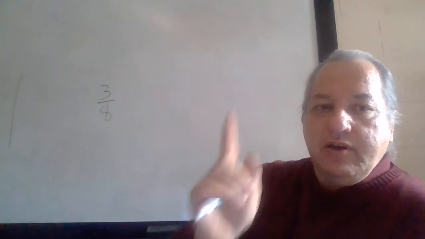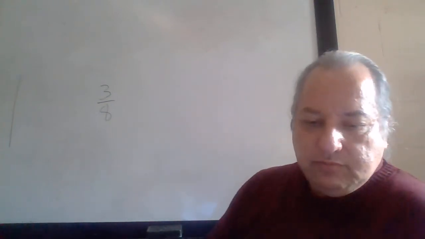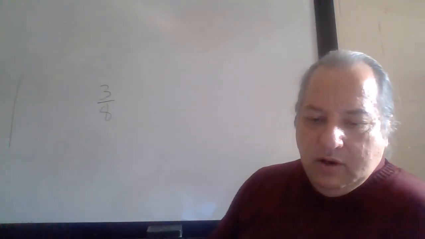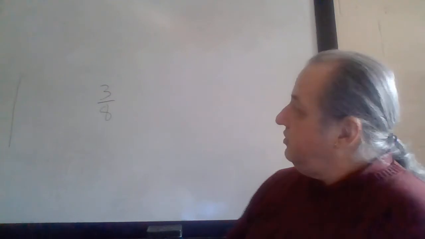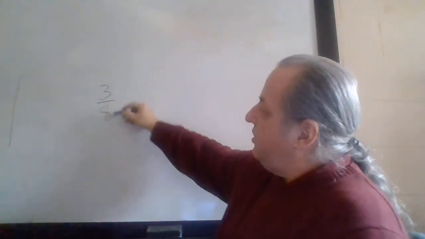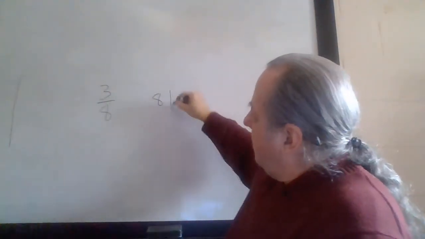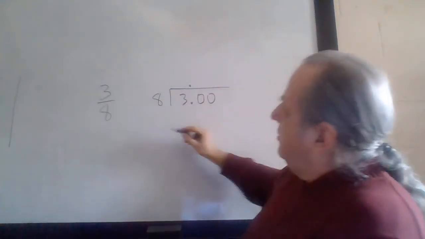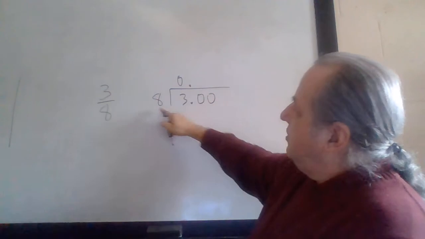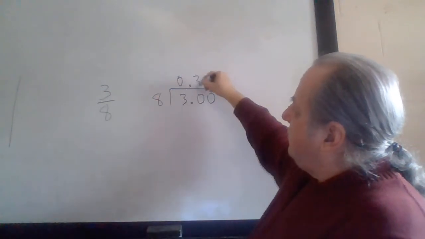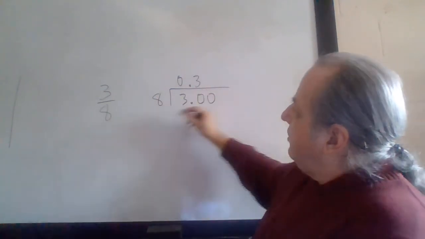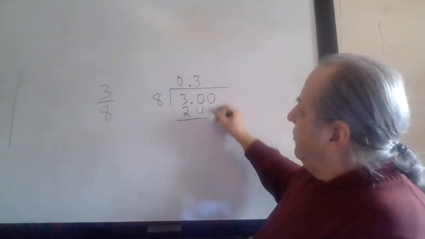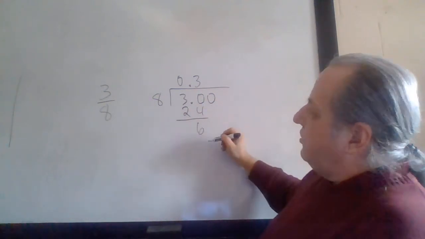So on your mark, get set, go, hit the pause button. All right, let's see how you did. 3/8 is 3 divided by 8. So your problem sets up this way. 8 doesn't go into 3. 8 will go into 30 3 times. 3 times 8 is 24. 30 minus 24 is 6, so I still have a remainder.